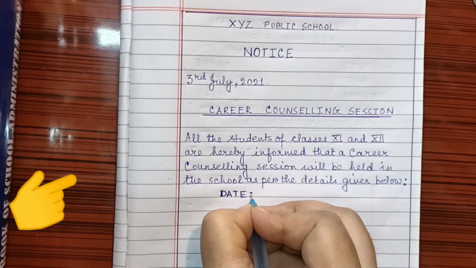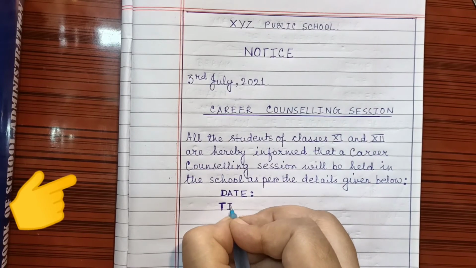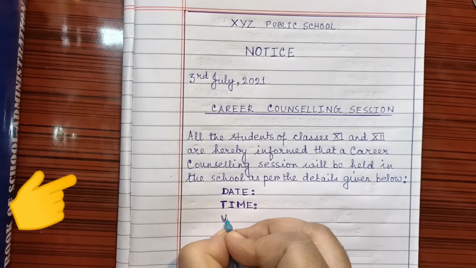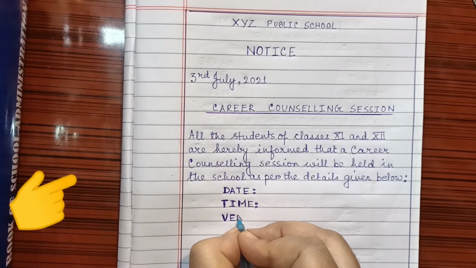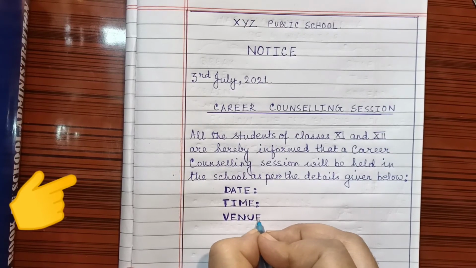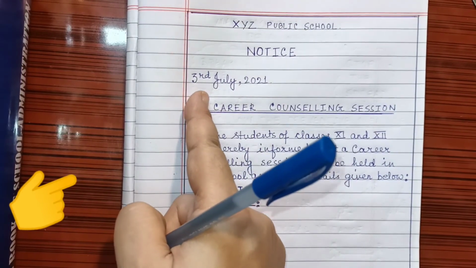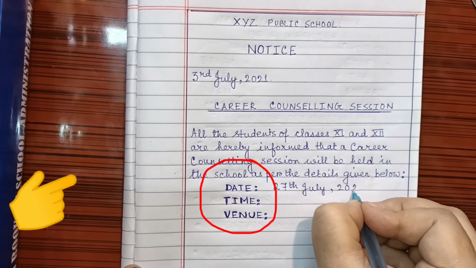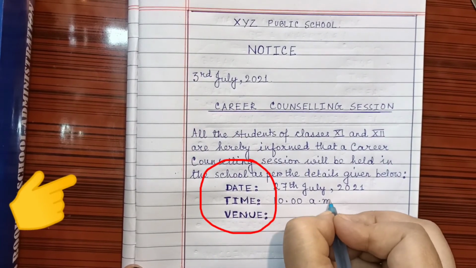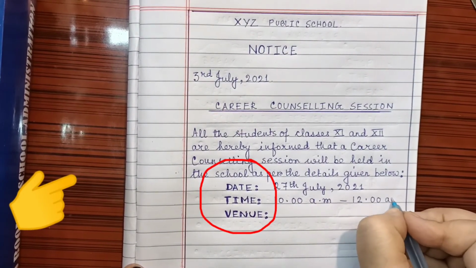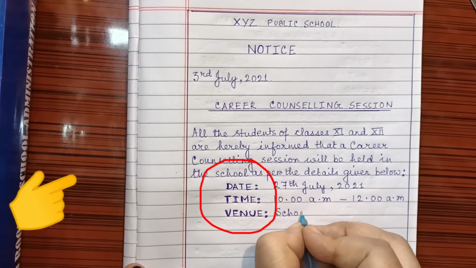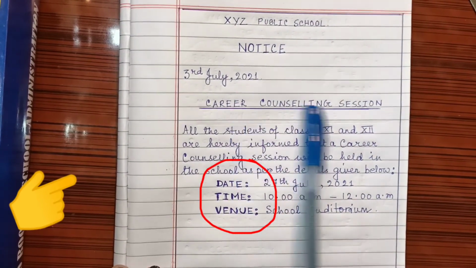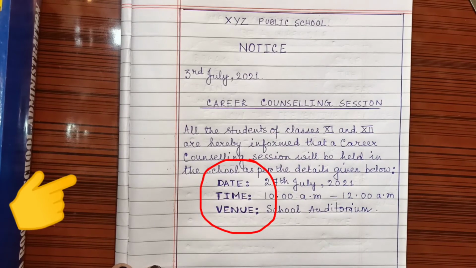Come, let's read. All the students of classes 11 and 12 are hereby informed that a career counseling session will be held in the school as per the following details given below: and see, I have written date, next line time, then next line venue. 3rd July is the date of issuing the notice, but the career counseling session will be on 27 July 2021, the time 10 a.m. to 12 a.m. and the venue the school auditorium. See, these details must be clearly mentioned.